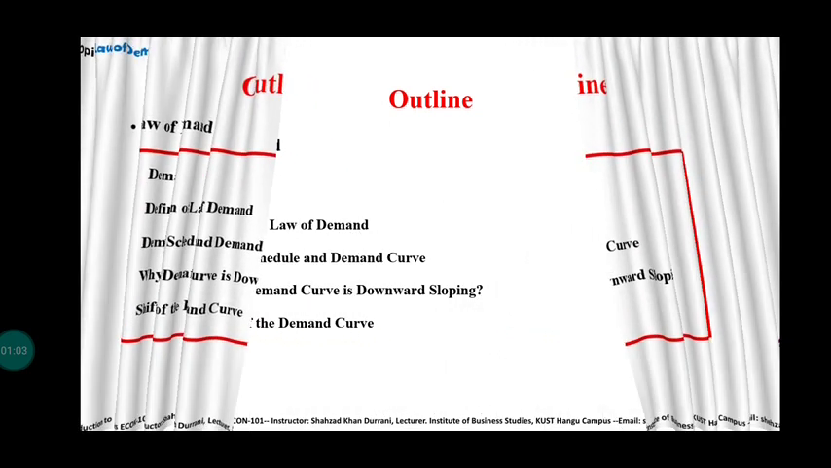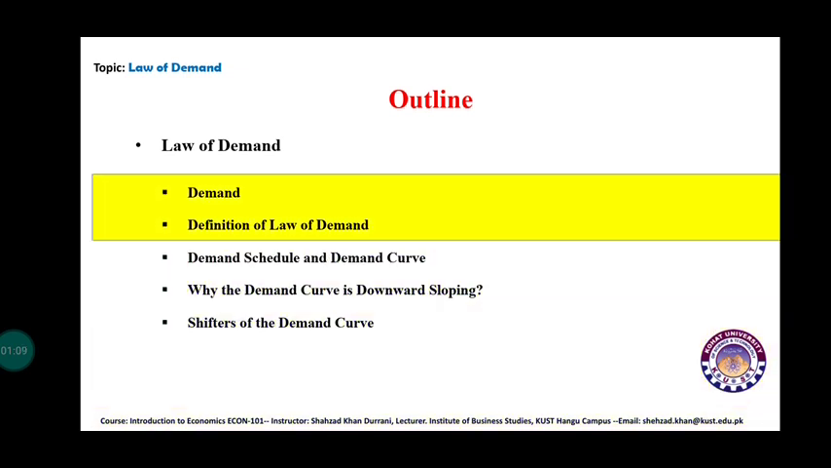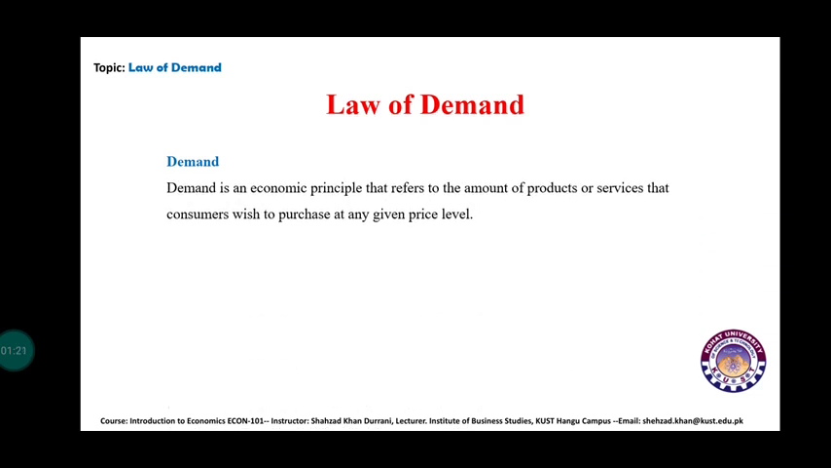So let's start from the basic definition and the concept of the law of demand. Definition of demand: demand, by definition, is an economic principle that refers to the amount of goods or services or products that consumers wish to purchase at any given price level. So it means that demand is backed by your purchasing power. You have a desire, you have a wish, you want to buy a certain product, but that is actually backed by your purchasing power.